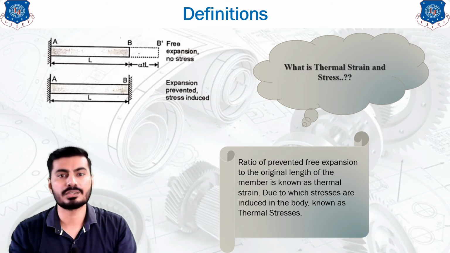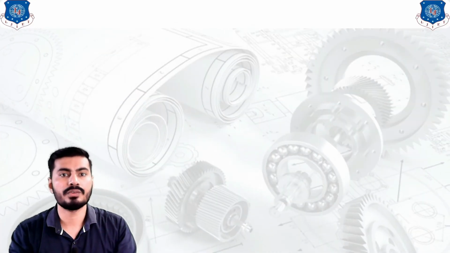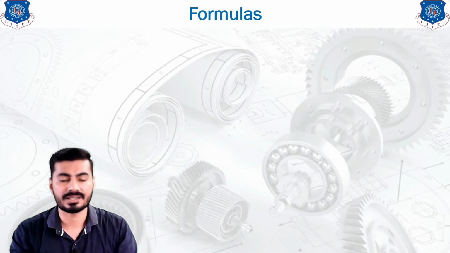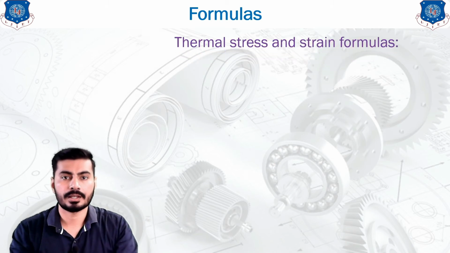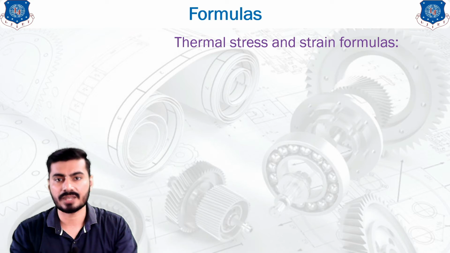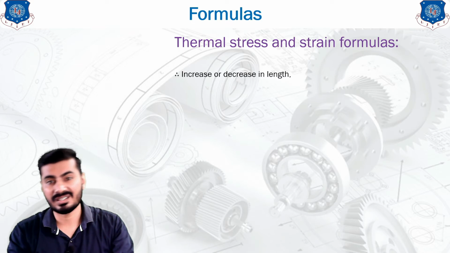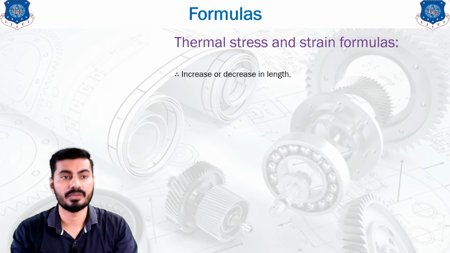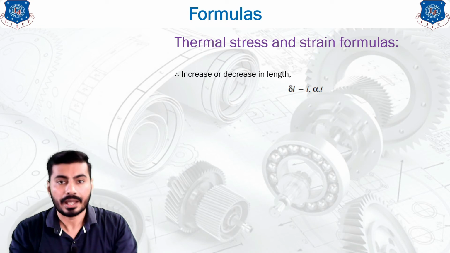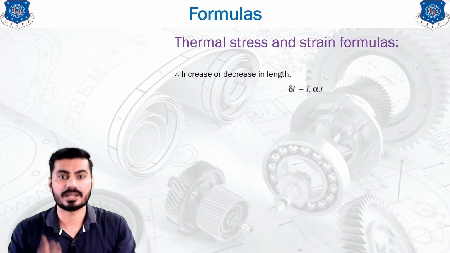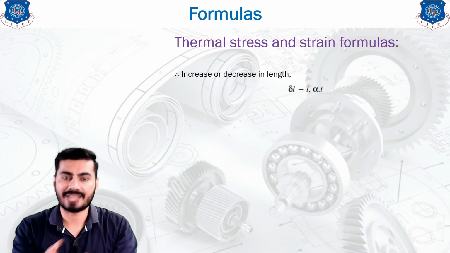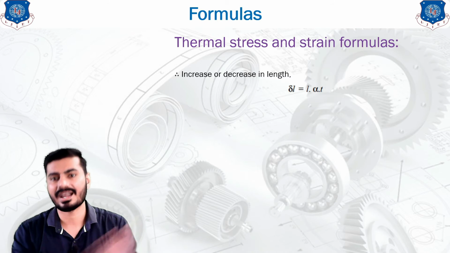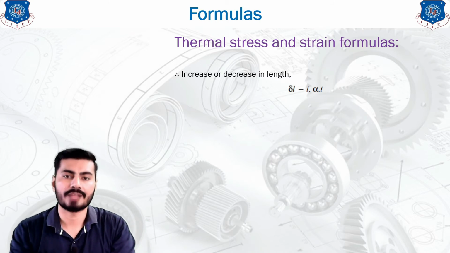So these were the basic two definitions, and now we will move on to the next topic, that is our formulas, which will be utilized for the examples. The thermal stress and strain formulas will be required to solve the examples. So first of all, consider the increment or decrement in the length, which will be denoted by delta L, and if the length is increasing or decreasing due to the change in the temperature, then that will be calculated using the equation delta L equals L into alpha into T.